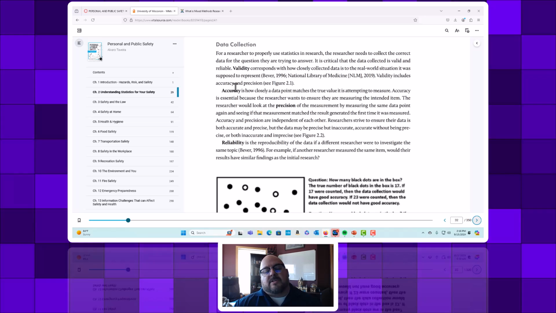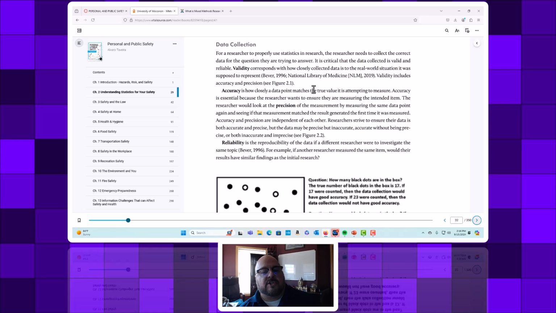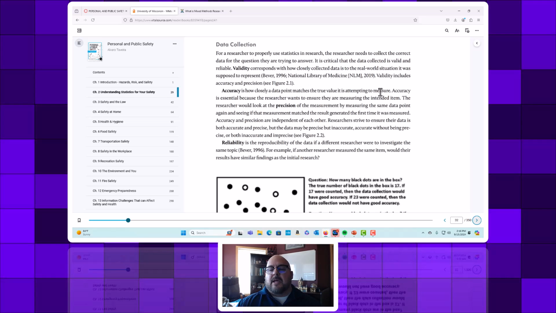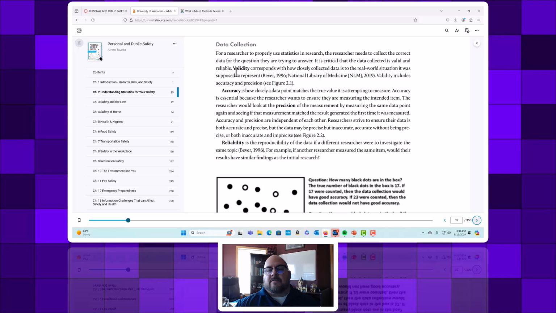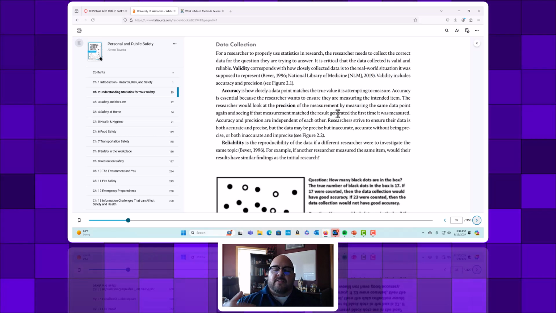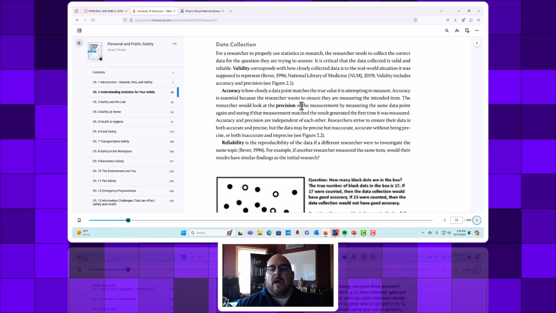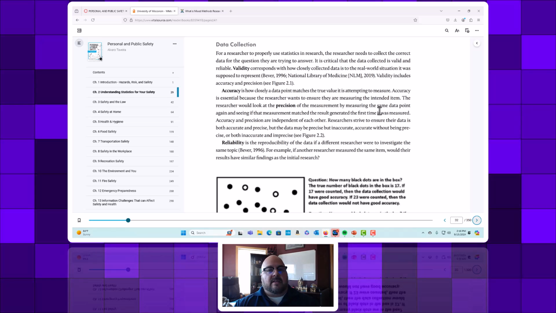Next is accuracy. And there are some pictures on the next page that show accuracy versus precision. Accuracy is how closely a data point matches the true value it is attempting to measure. So accuracy sounds like the data's version of validity. Precision, on the other hand, is how consistent, which is closer to reliability. It's the precision of measurement: by measuring the same data point again, you'd see the same result.